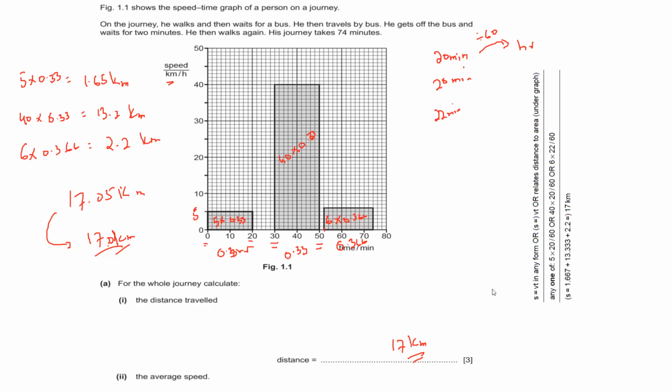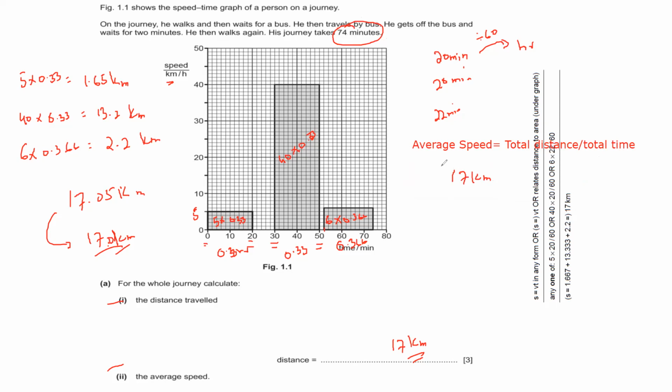The next part, they're asking the average speed. So what is the average speed? Average speed is the total distance divided by total time. The second part, we need an average speed. So average speed is equal to total distance divided by total time. So the total distance, as we already calculated, is 17 kilometers. But what about the total time to complete the journey? That's equal to 74 minutes.